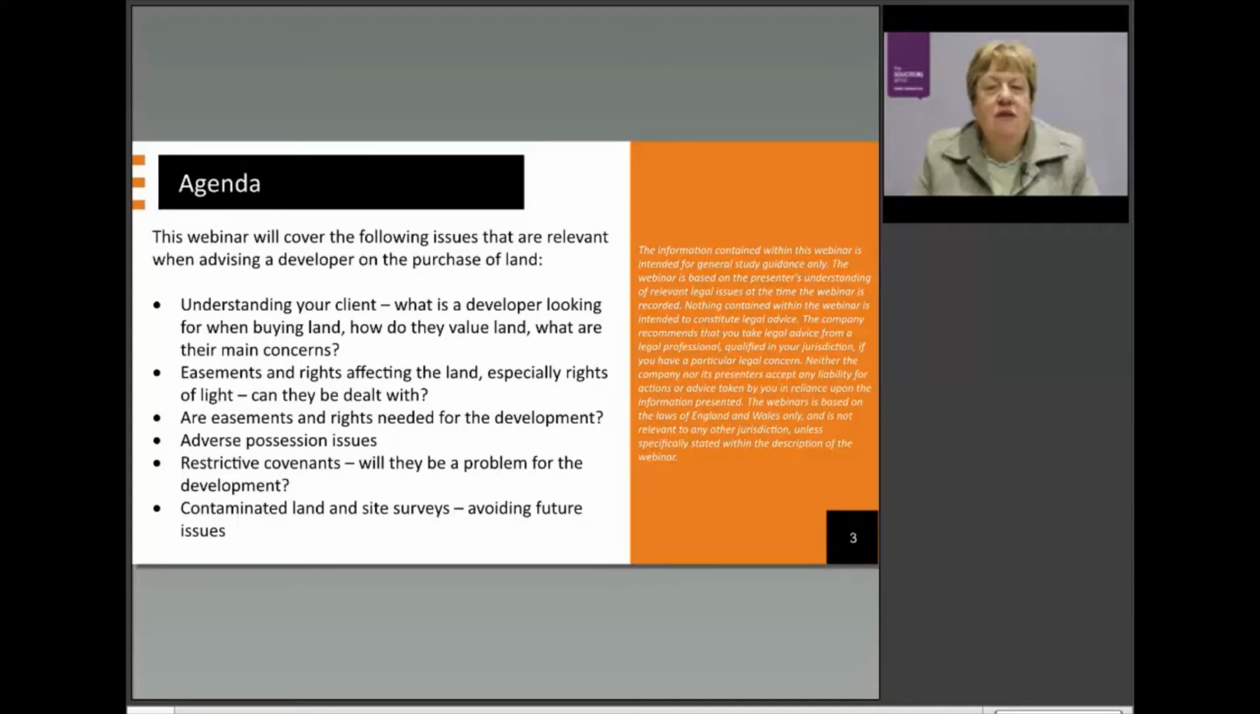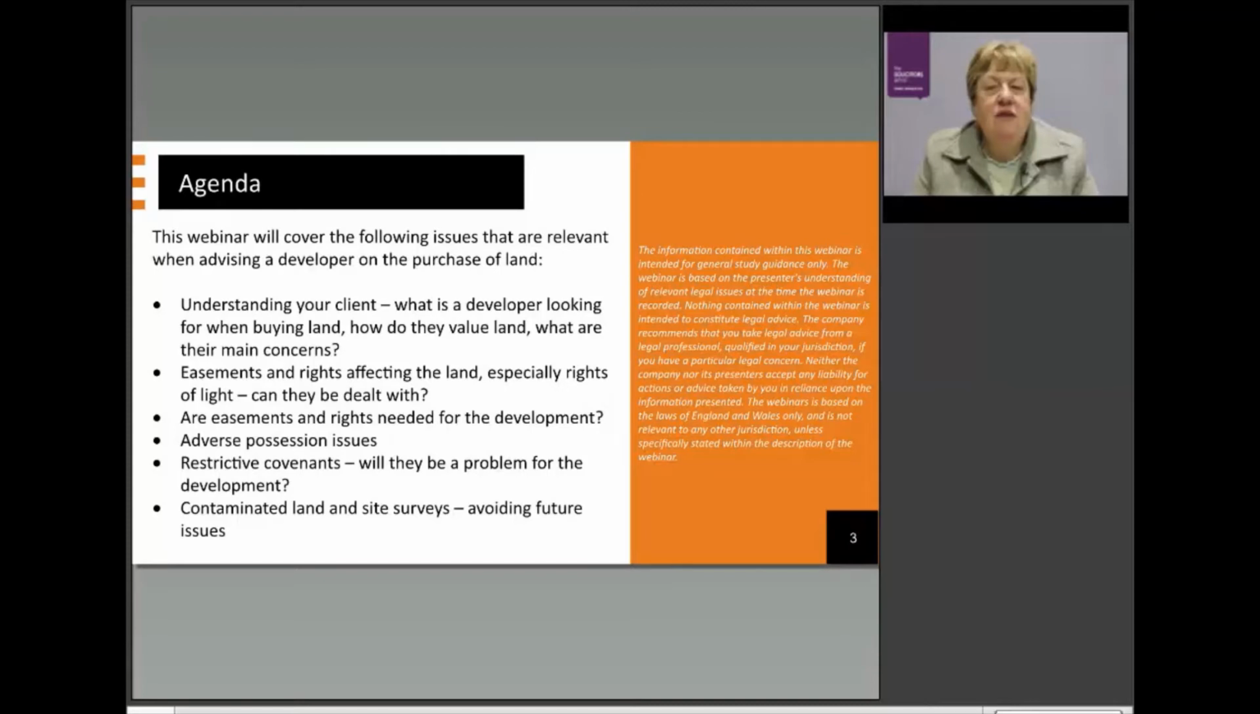Understanding your client. What is a developer looking for when they buy land? How do they value land? What are their main concerns? Then, looking at more specific things, I'm going to go on and start looking at easements and rights affecting the land, including rights of light, and can they be dealt with?